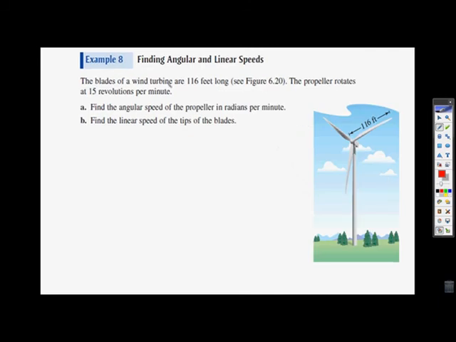Here in example 8, we have a windmill. And now we're going to find an angular and the linear speed. So the blades of a wind turbine are 116 feet long. The propeller rotates 15 revolutions per minute. In part A, we're going to find the angular speed in radians per minute. In part B, we're going to find the linear speed of the tip of the blade, much like we did in the previous example.